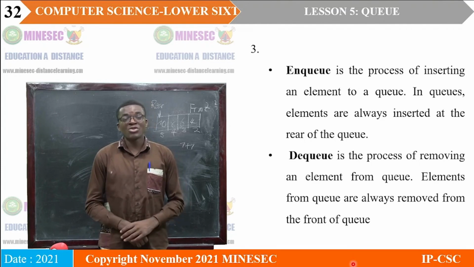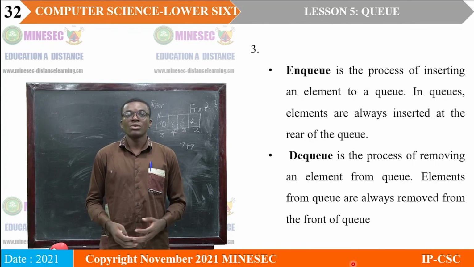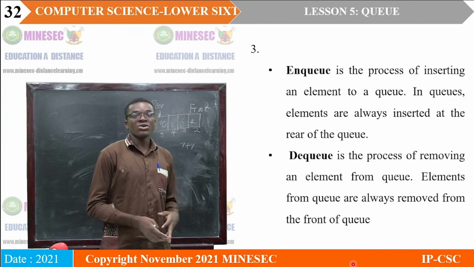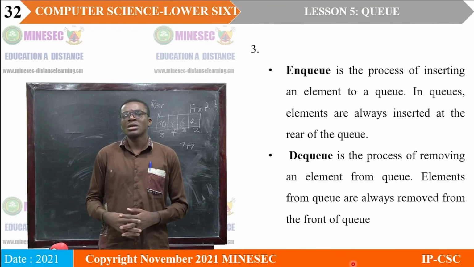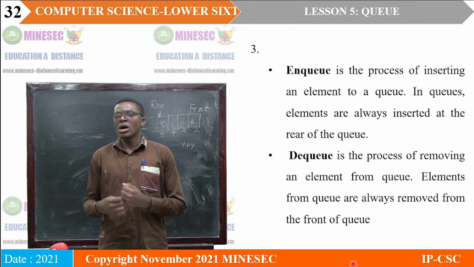Enqueue. The difference between enqueue and dequeue. Enqueue represents adding an element to a queue, that is, the element is added at the rear position of our queue. Whereas dequeue is the process of removing an element from our queue, that is, we are taking off the element that is found at the front position of the queue.